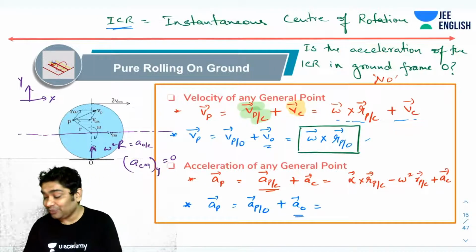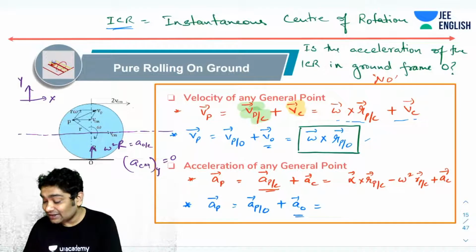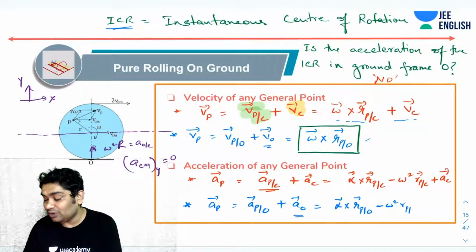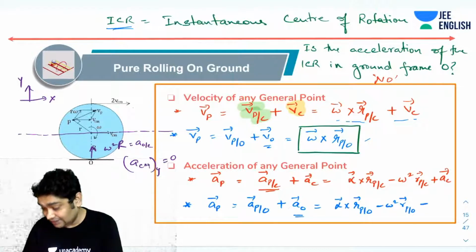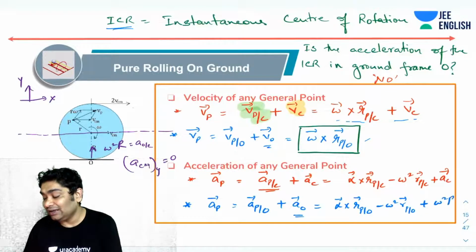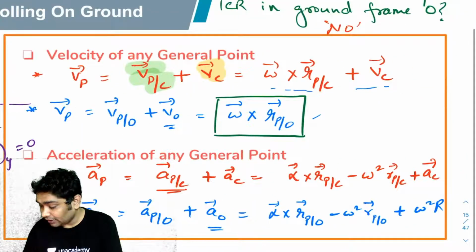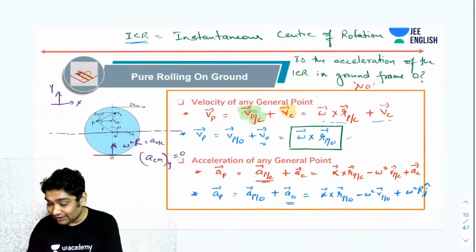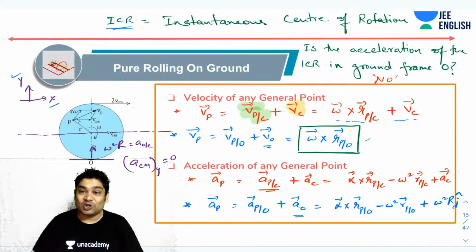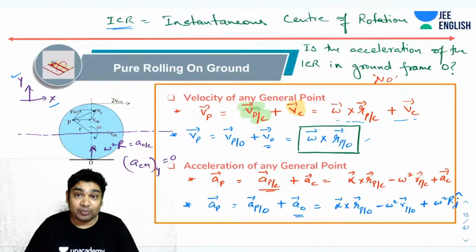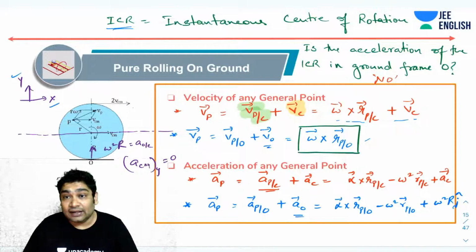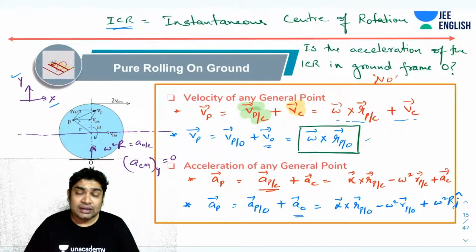Please remember that now. This is alpha cross R of P with respect to O minus omega square R of P with respect to O plus, let's write, omega square R J cap. Since I had taken this as my Y, this as my X, so omega square R J cap is the acceleration of O. So I need to add this. So this is how I would have found the acceleration of any general point.